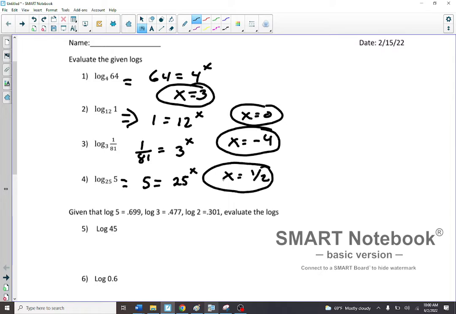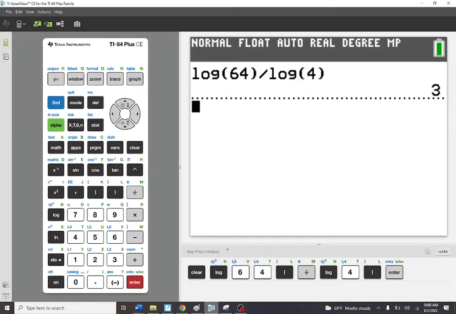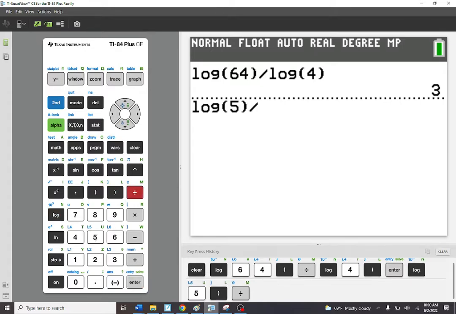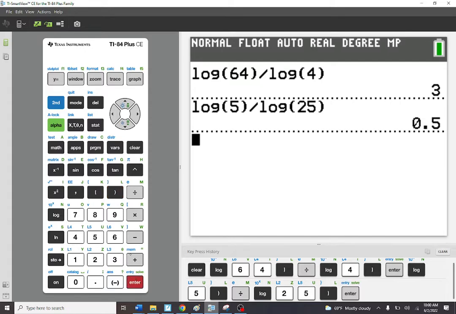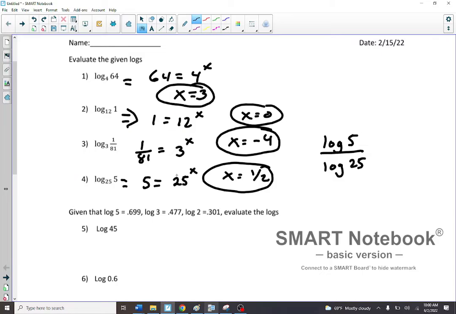Can you do like the log base thing? Sure. What do you mean? Like on the calculator. Okay, so I'll do that for log base 25 of 5. What I would do is, because the top number's here and the bottom number's here, I would do log 5 divided by log 25. So in the calculator, because I have a log button, log 5 divided by log 25. 0.5, which is 1/2, that matches.